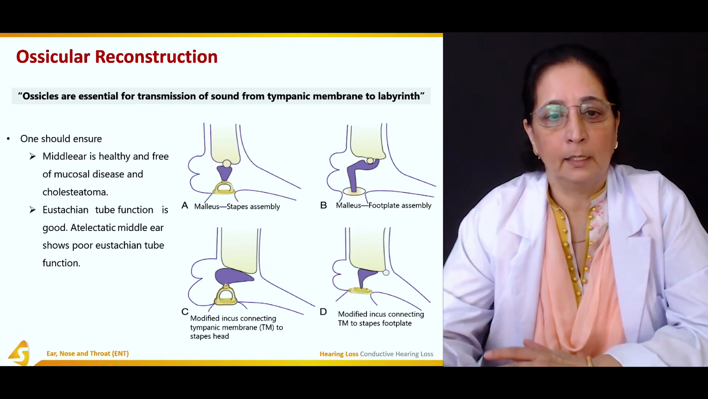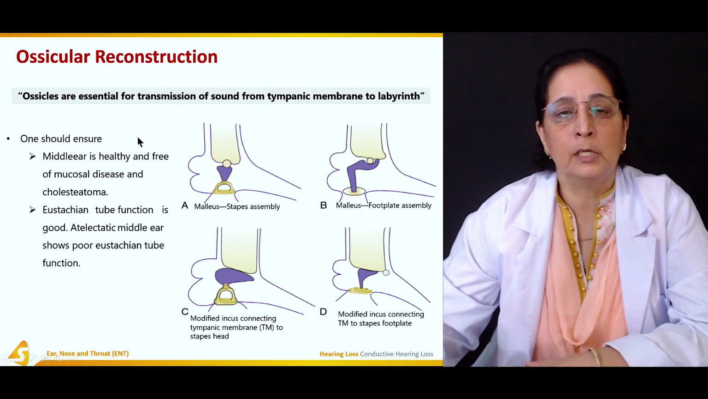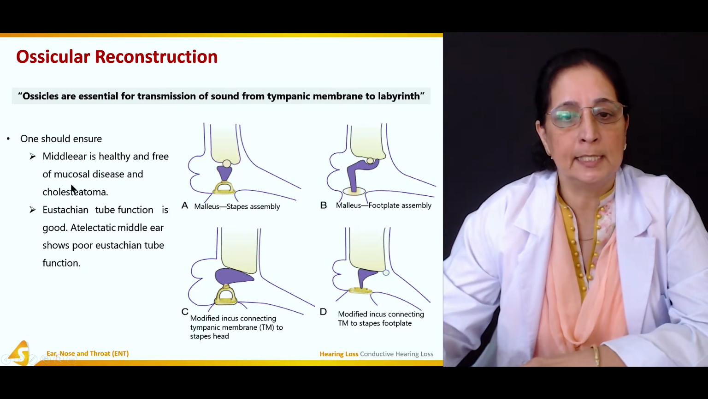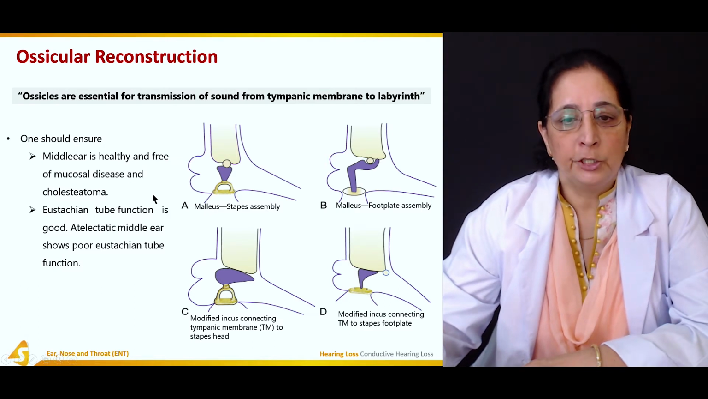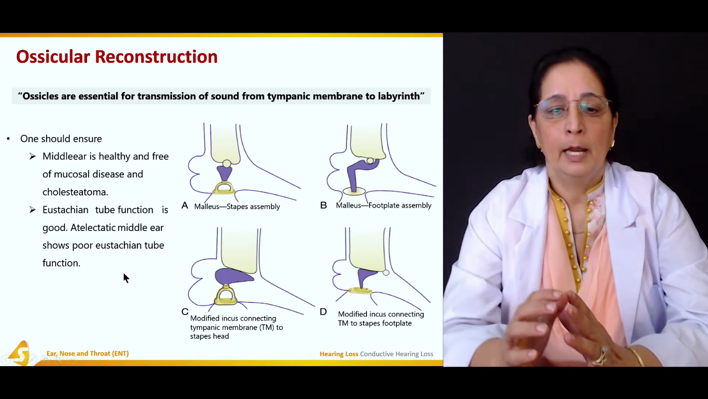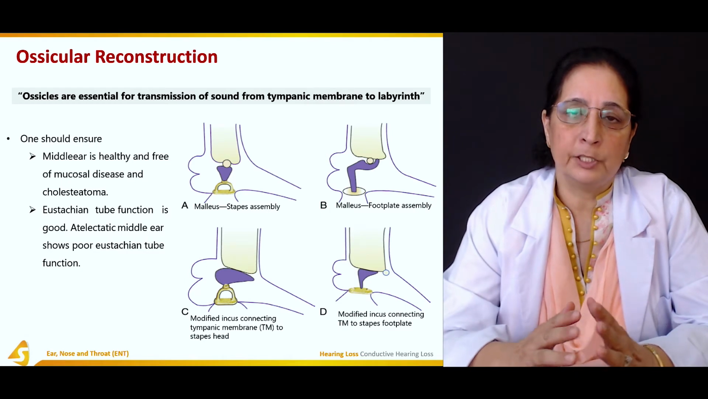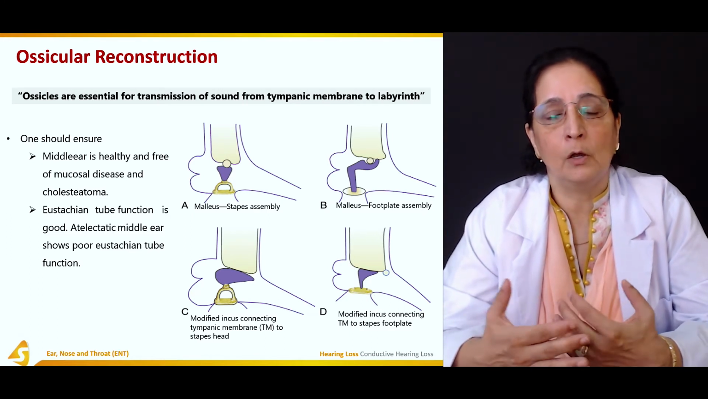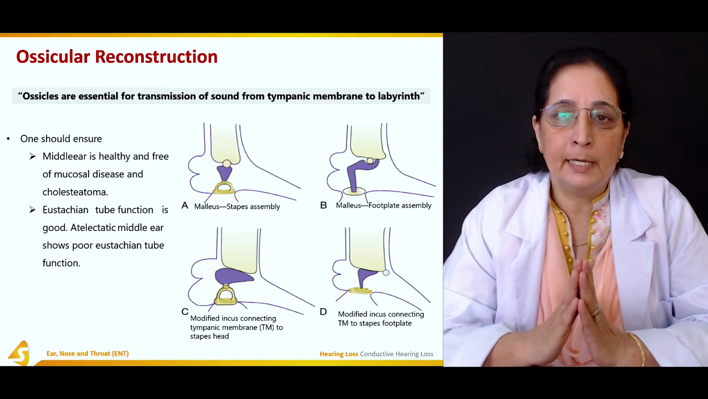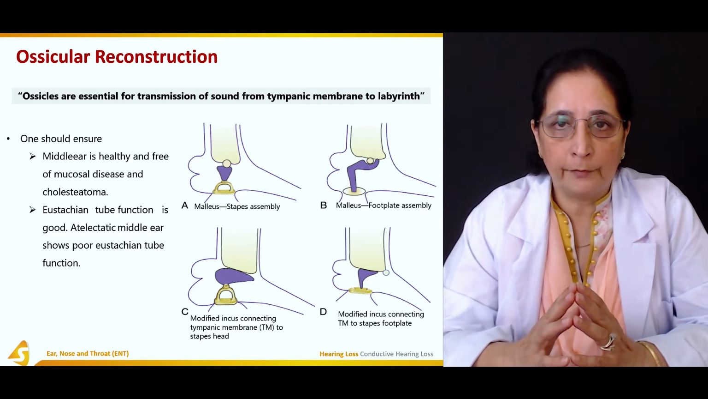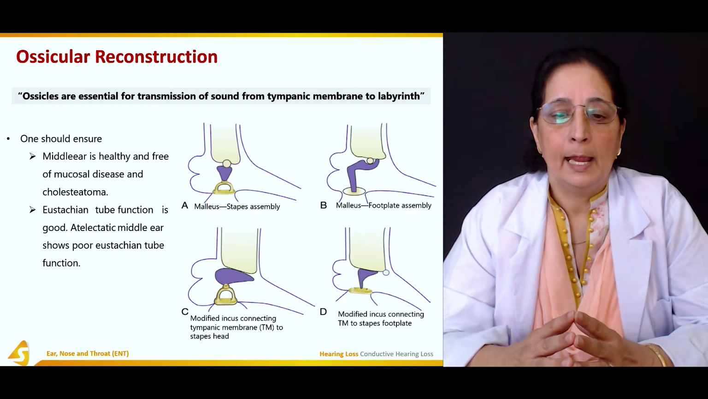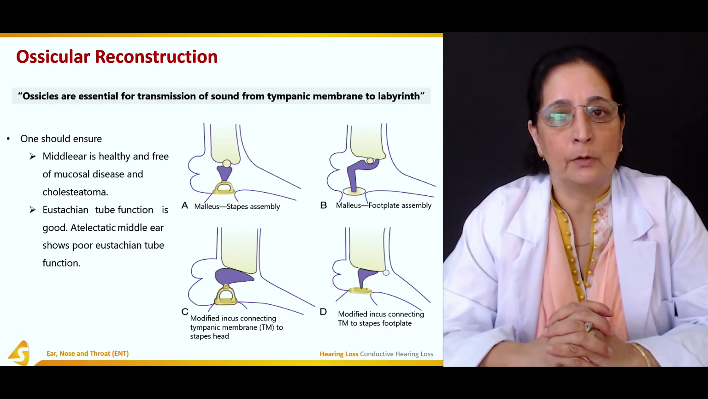For ossicular reconstruction, one should ensure that the middle ear is healthy and free of mucosal disease and cholesteatoma, and that Eustachian tube function is good. Atelectatic middle ear shows poor Eustachian tube function. So for reconstruction and repairing of ossicles, it's important that the middle ear is healthy and free of any cholesteatoma. The Eustachian tube should be in good functioning condition, and there should be no atelectasis of the middle ear.